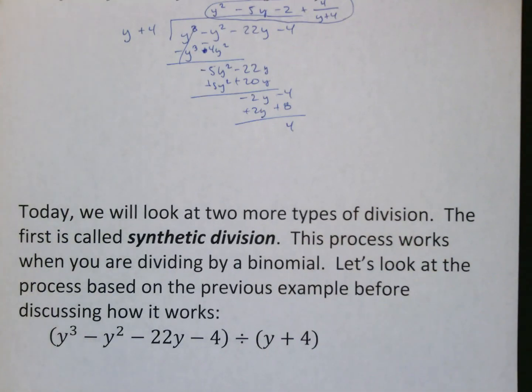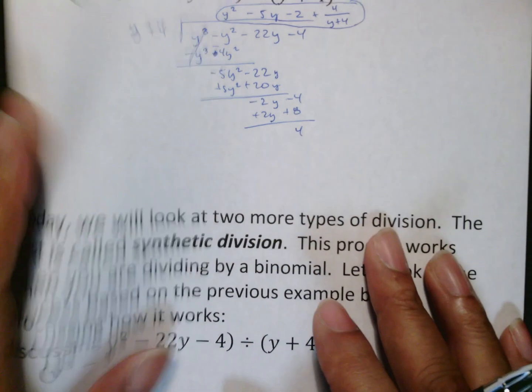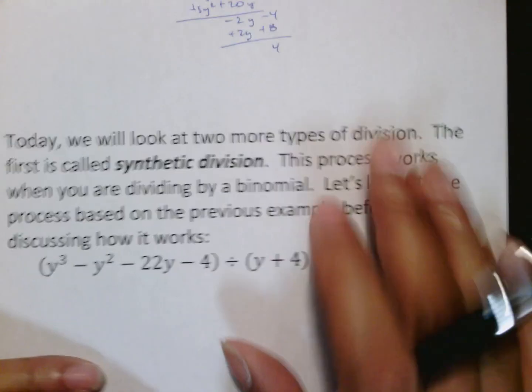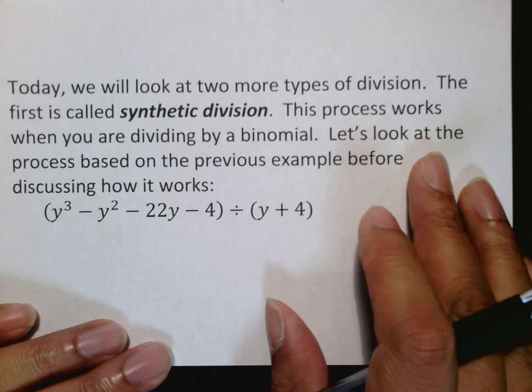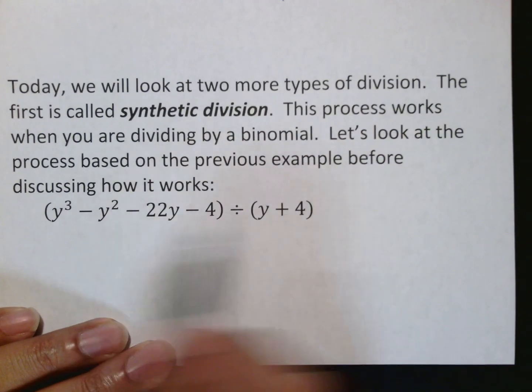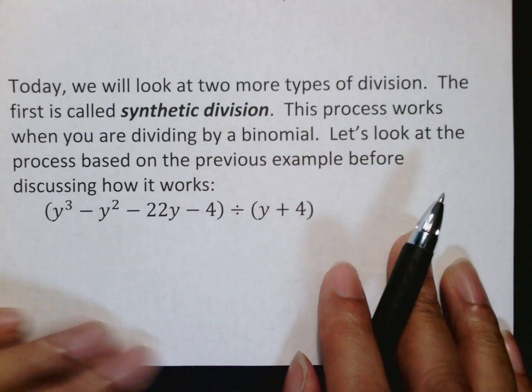The first is called synthetic division. It is a little bit easier whenever you can use it, but it works when you are dividing by a binomial. So let's look real fast at the same example in terms of what we would do. And again, it's not hard. It's just something you have to practice and get down. We are going to use the same exact question just to show you what happens.